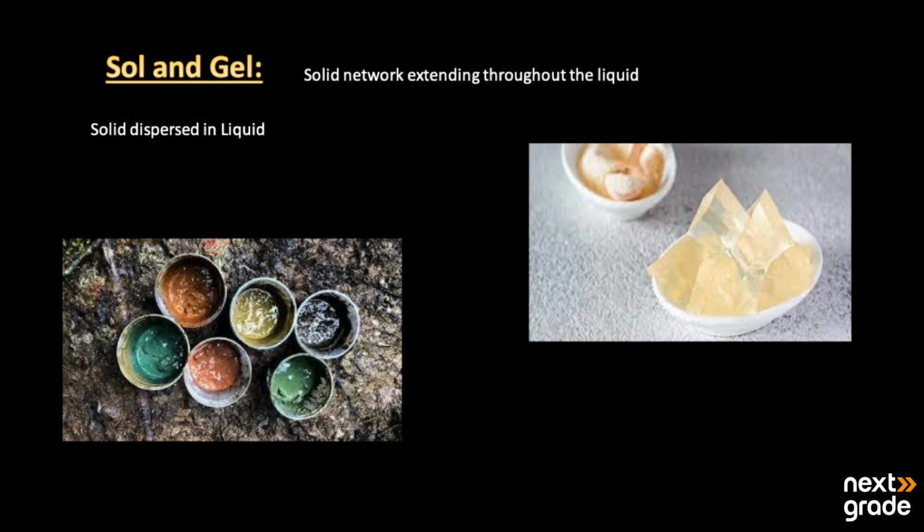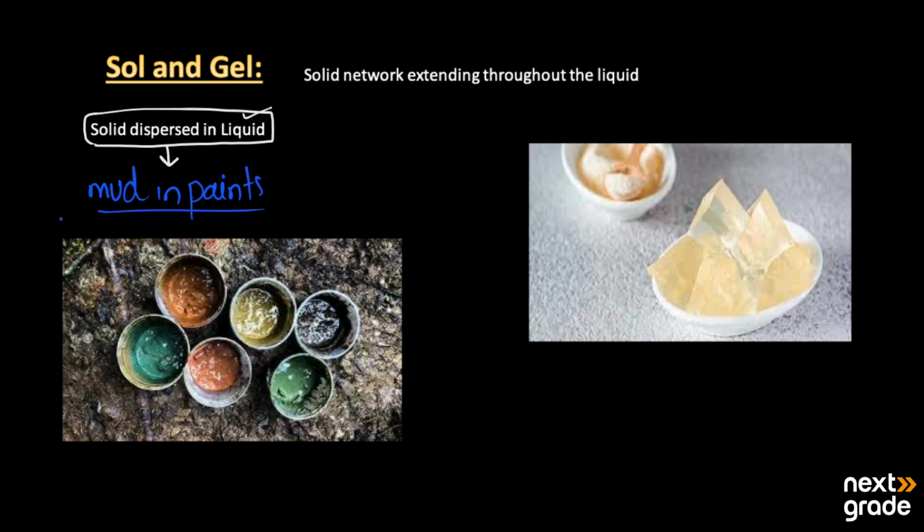The first one we have is sol and gel. Sol is a solid dispersed in a liquid. When solid particles get dispersed in liquids, this is a colloid. The main example for this is mud in paints. When the mud gets dispersed in the paints, this is known as a sol. So here in this picture you can see that the mud has been dispersed in the paints. So this is the mud solution, or we can say the paint mixture.